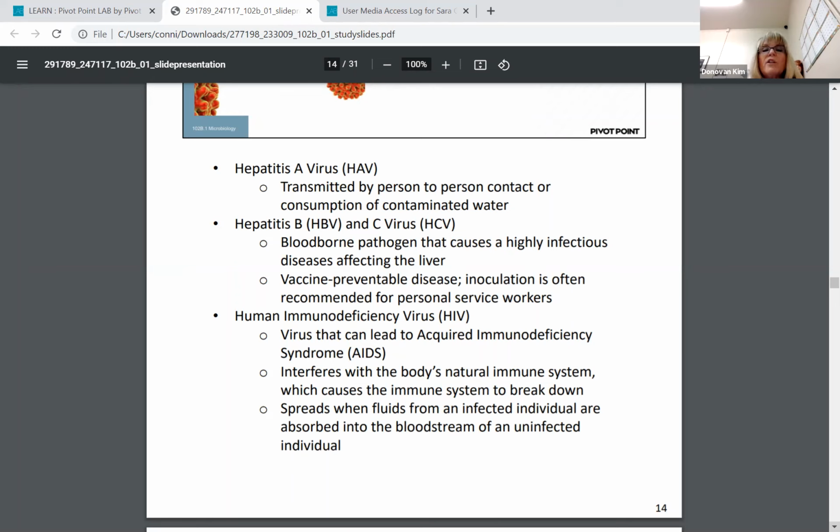Okay, and then HIV is human immunodeficiency virus, which can lead to AIDS, right? Acquired immunodeficiency syndrome. This interferes with the body's natural immune system, which causes the immune system to break down. It spreads when fluids from an infected individual are absorbed into the bloodstream of an unaffected individual.